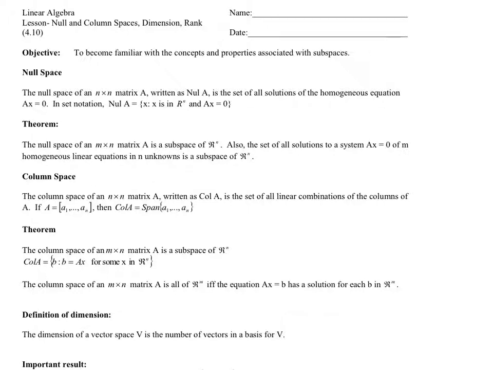Right. So the null space of an n by n matrix, written as null A. Right. Linear algebra notation can be weird. It's like, what kind of abbreviation is that?